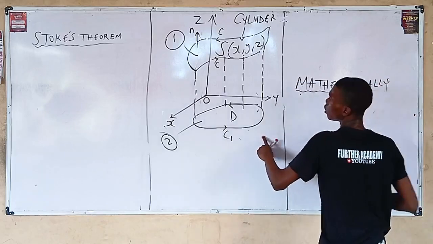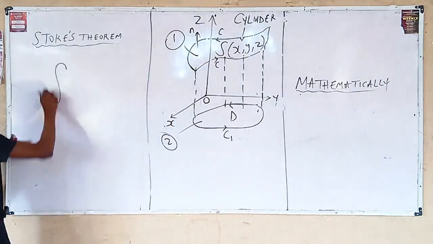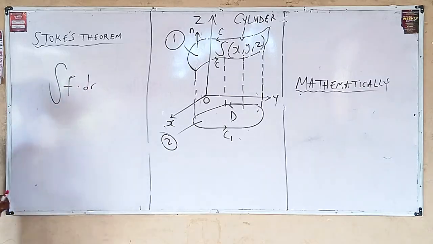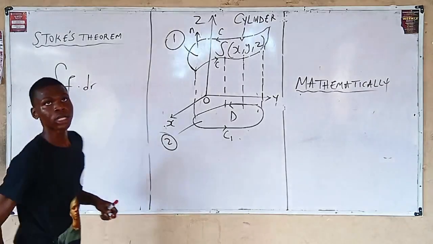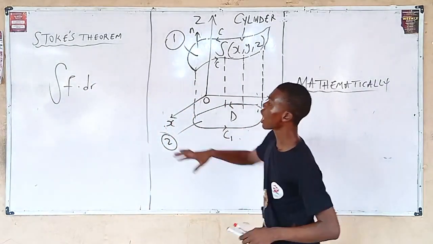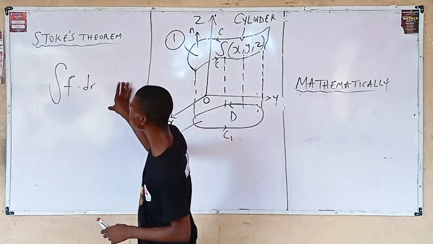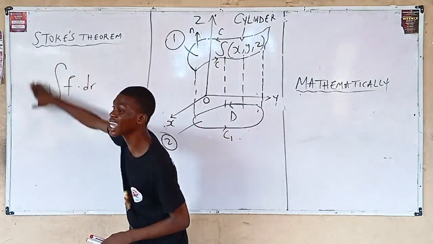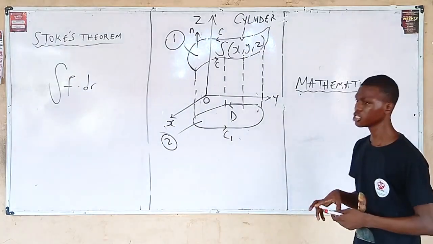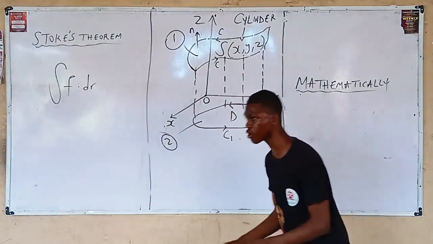Mathematically, when you say line integral, from the idea of vector calculus, this is what it simply means: integral of F dot dr. Now, what Stokes theorem is telling us again, and we are going to see that when we start solving, is that given a question, instead of using this line integral, I can make use of Stokes theorem, which should be easier for me.